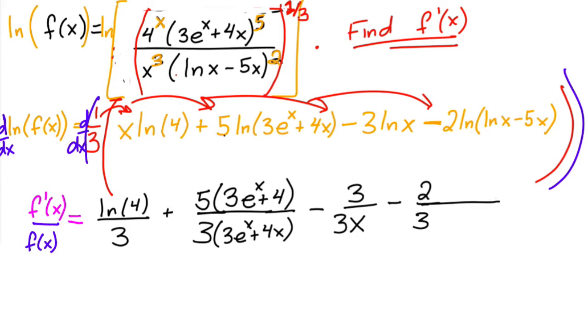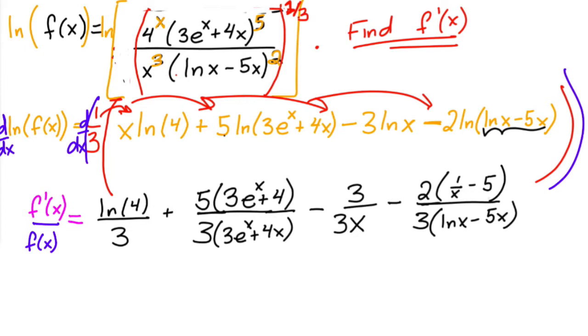Now here, got to be a little careful. This is natural log of this guy, so it's 1 over the inside. So 1 over natural log of x minus 5x times the derivative of the inside, which is 1 over x minus 5.